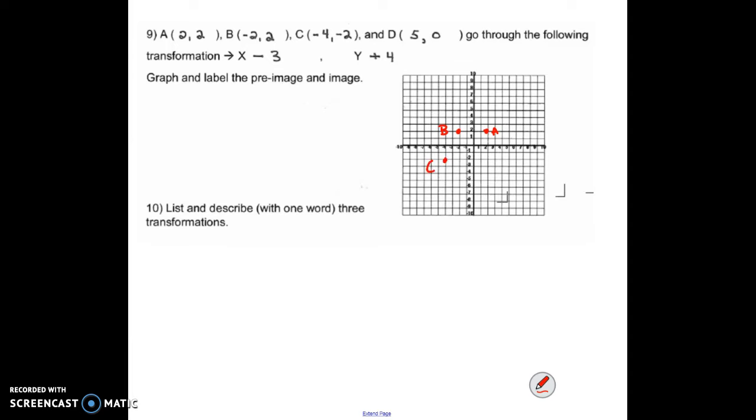So I've got some goofy looking figure. Mr. Rising specializes in goofy looking figures, right? And it's a quadrilateral. It's not necessarily anything else. It's a quadrilateral, but there it is.